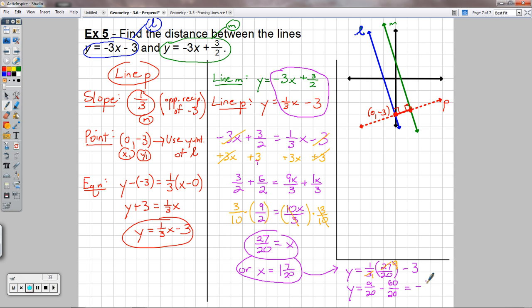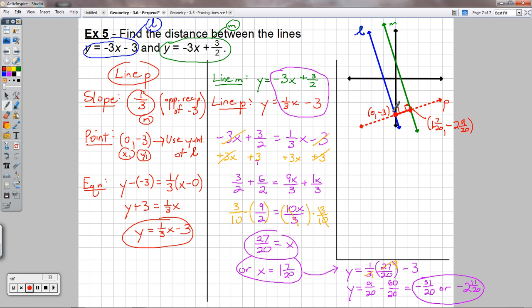This would be negative 51 over 20, or you could think of that as negative 2 and 11 over 20. 20 goes into 51 2 whole times with 11 left over. So that's my y value right here. So all that to say is that this point right here is 1 7/20 for the x value and negative 2 and 11/20 for the y value.